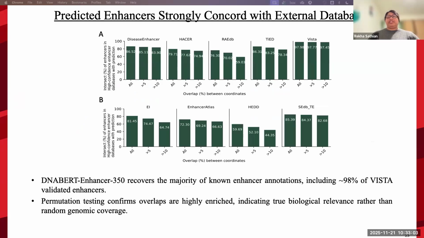We also assessed how well our genome-wide predictions align with the independent enhancer resources separately, and the results were interesting, notably the one with the Vista enhancers, which has nearly all experimentally validated enhancers in that catalog, and our DNABERT-Enhancer 350 successfully recovered nearly all of them and showed a substantial agreement with the enhancer sets from Enhancer Atlas and typical enhancers from the SCDB, including many large enhancer segments and portions of super enhancers. To ensure these overlaps weren't due to any broad genomic span, we conducted permutation tests, and all datasets showed strong enrichment with highly significant p-values. Altogether, this confirmed that our predictions are strongly supported by external evidence and also reflect the genuine enhancer biology across the genome.